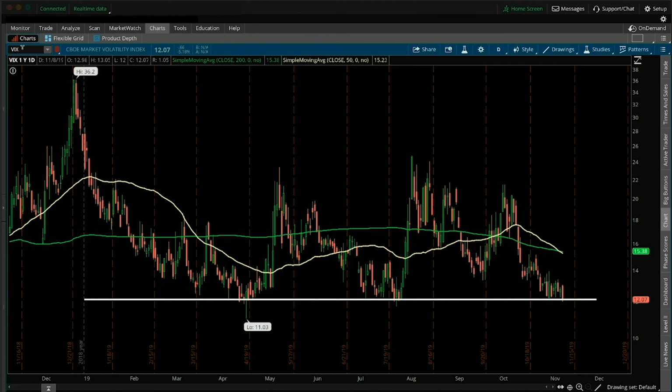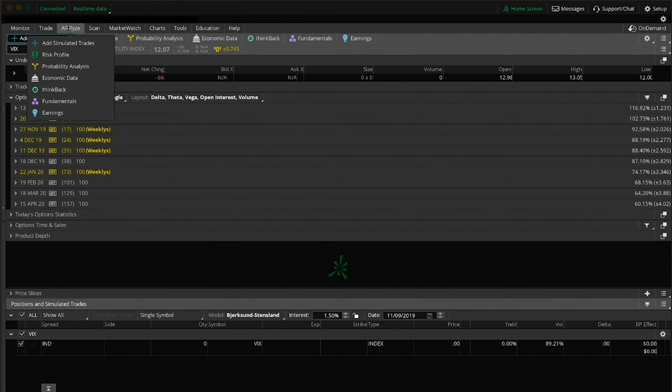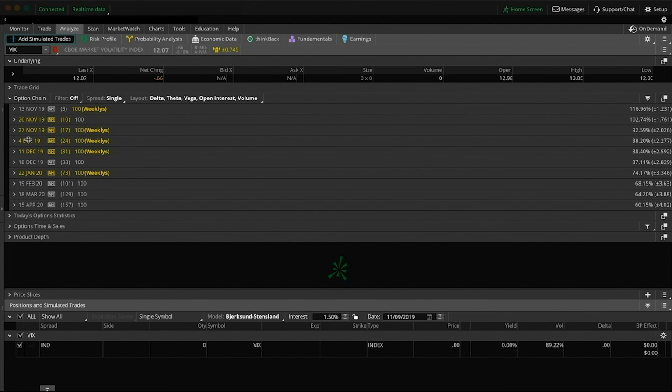Now, I will say that in some trading software, you do just input the VIX just like any other stock. But there are some that require a special ticker, so you might have to contact your broker and just see what the symbol is to pull up the VIX. So we can go over to the Analyze tab. So these are all the choices that we have.